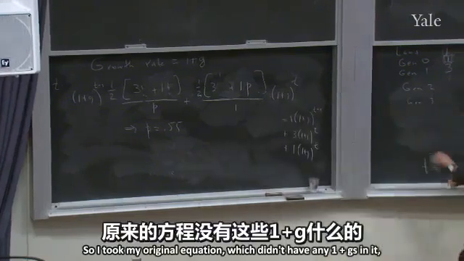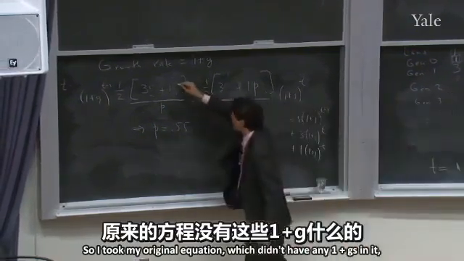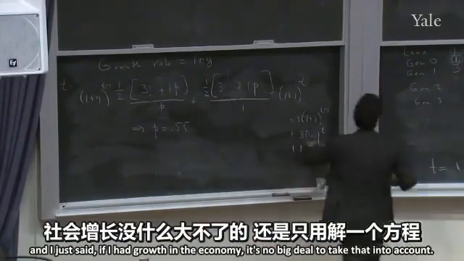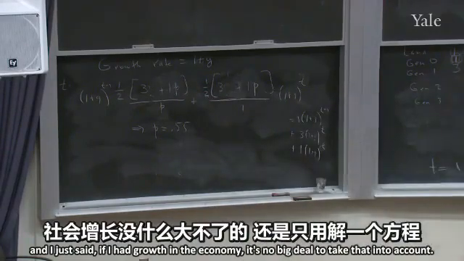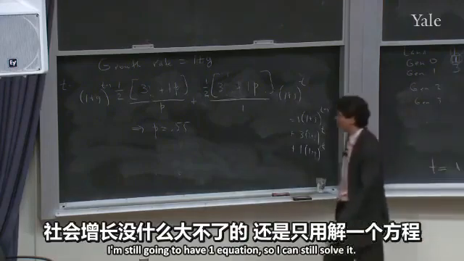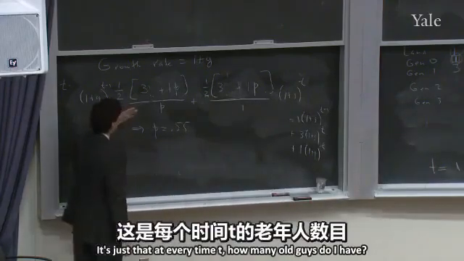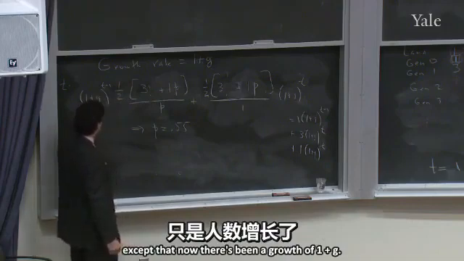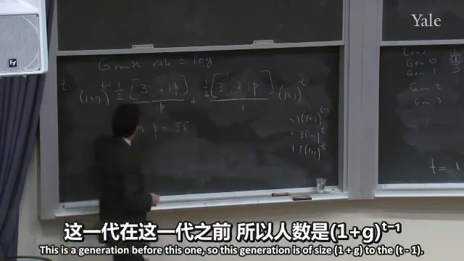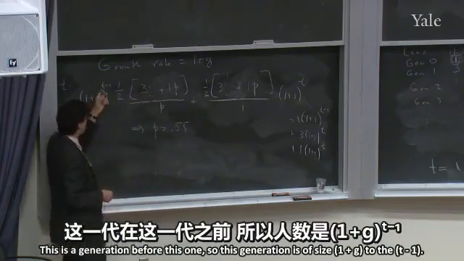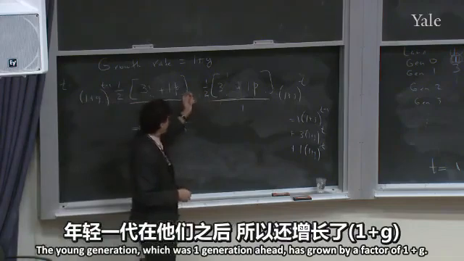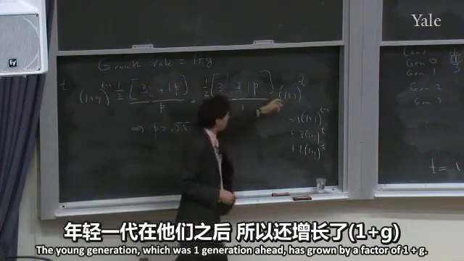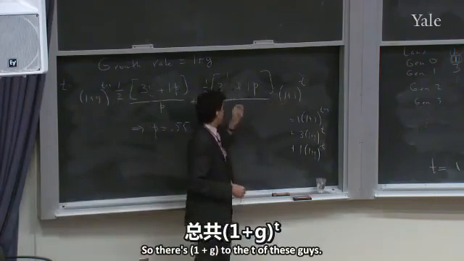I took my original equation, which didn't have any 1 plus g's in it, and I just said if I had growth in the economy, it's no big deal to take that into account. I'm still going to have one equation, so I can still solve it. It's just that at every time t, how many old guys do I have? Each old guy behaves the same way as before, except that now there's been a growth of 1 plus g. This is a generation before this one, so this generation is of size 1 plus g to the t minus 1. The young generation, which is one generation ahead, has grown by a factor of 1 plus g. So there's 1 plus g to the t of these guys.